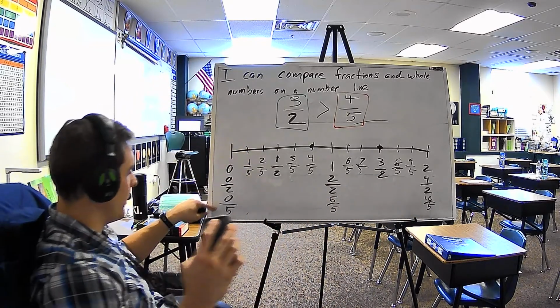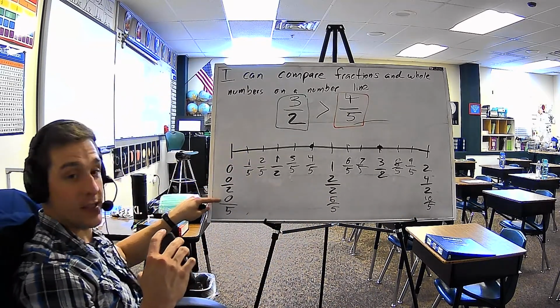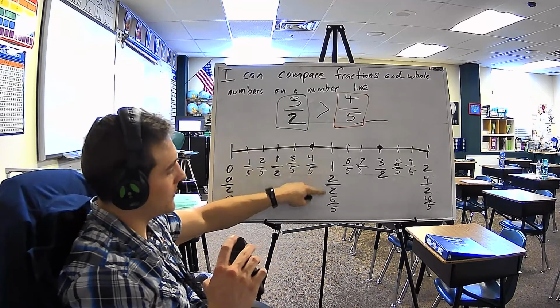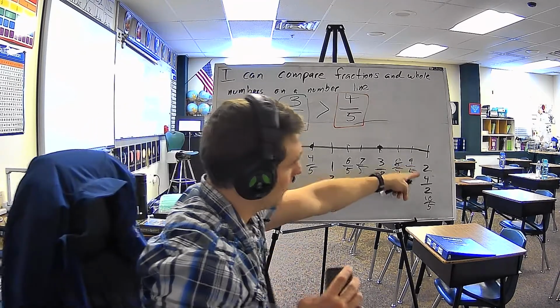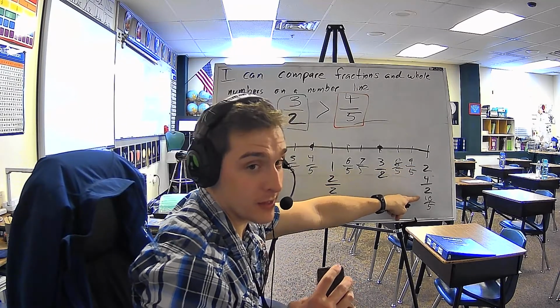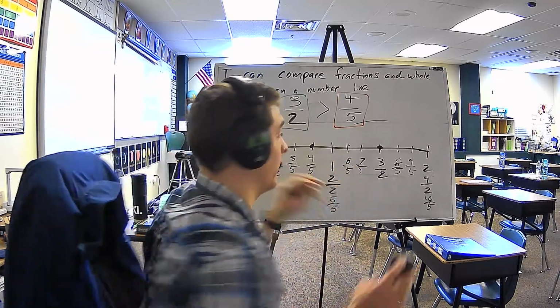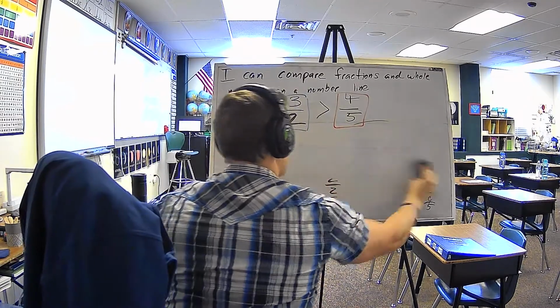Because 0, 0/2 and 0/5 is the same thing. 1, 2/2 and 5/5 is the same thing. 2, 4/2 and 10/5 are the same thing. You can have this happen more often. Let me go ahead and give you one example here.